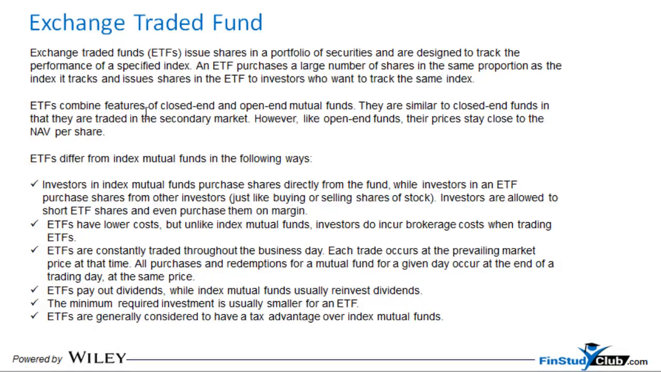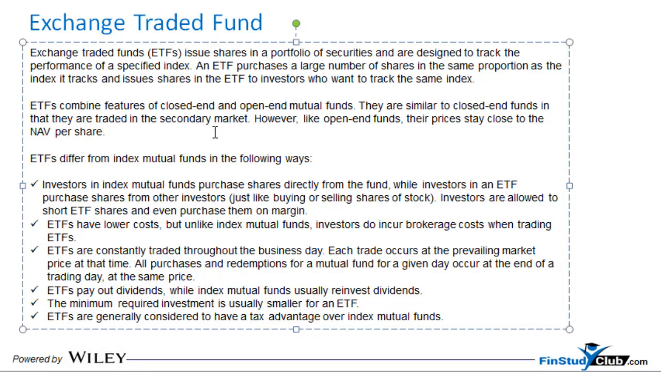ETFs combine features of closed-end and open-end mutual funds. They are similar to closed-end funds in that they are traded in the secondary market. However, like open-ended funds, their price stays close to the NAV per share. Now, that might get you thinking: like close-ended funds, they are being traded in the secondary market, so how are they different from the close-ended fund, and what makes it possible for the ETF to trade very, very close to their NAV, unlike what could happen in a close-ended mutual fund?